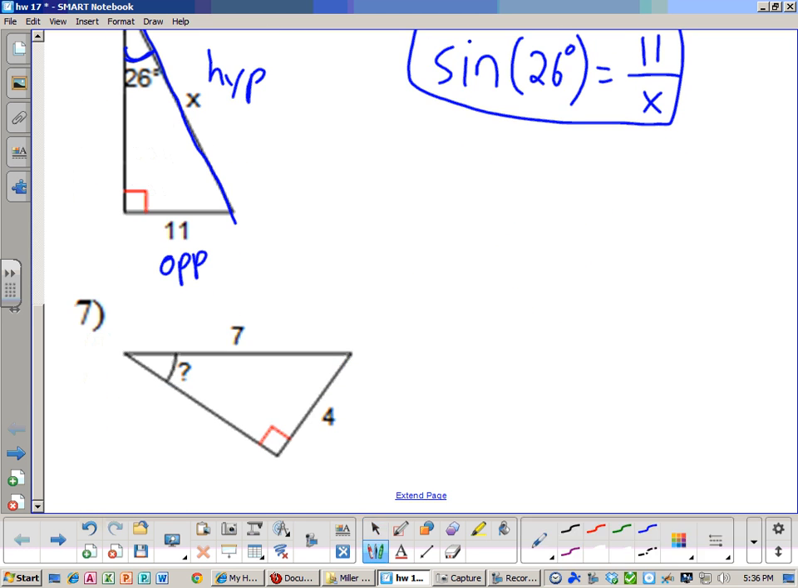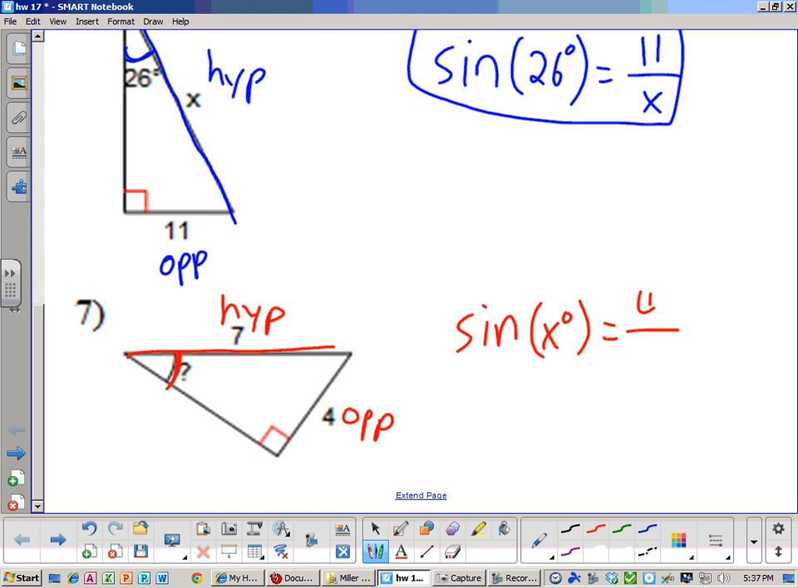Wow, I see it again. We have our angle. This is our hypotenuse because it's our longest side. And once again, we are given the opposite again. Four times the charm. Sine of unknown degrees is equal to opposite, which is 4, over hypotenuse, which is 7.